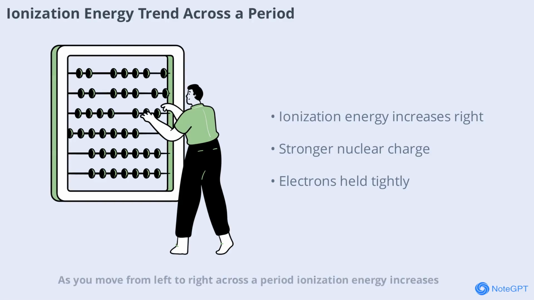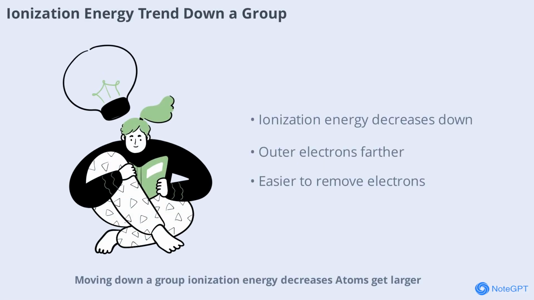As you move from left to right across a period, ionization energy increases. This is because the atoms are getting smaller and the nuclear charge is stronger, so electrons are held more tightly. It takes more energy to remove an electron from these atoms. This trend helps explain why elements on the right side of the table, like noble gases, are so stable and unreactive. Moving down a group, ionization energy decreases.